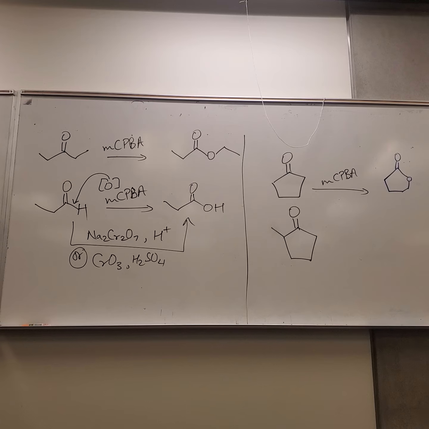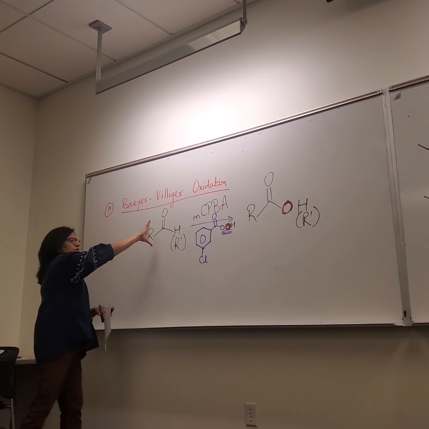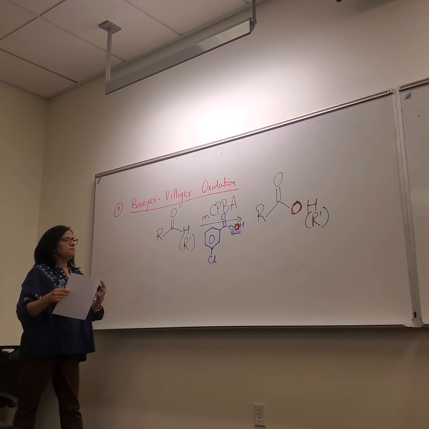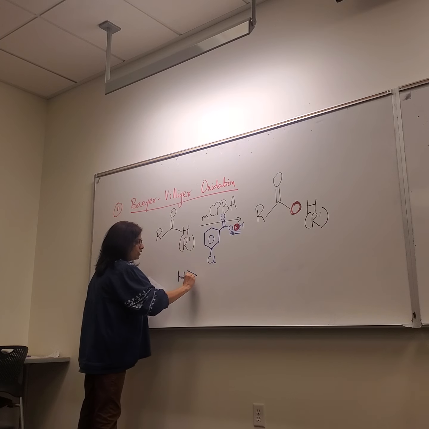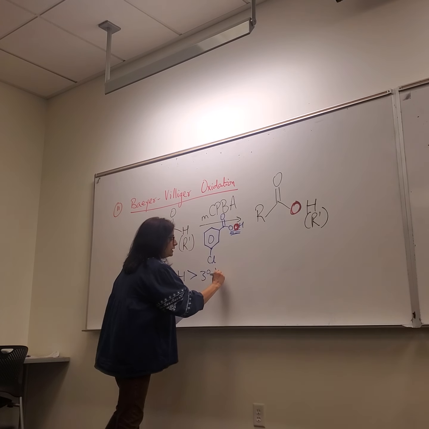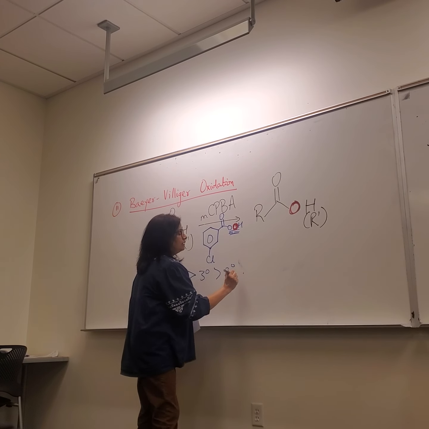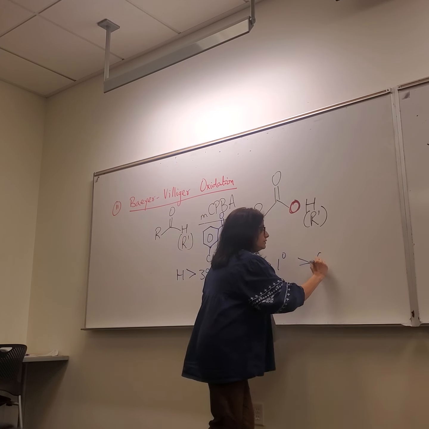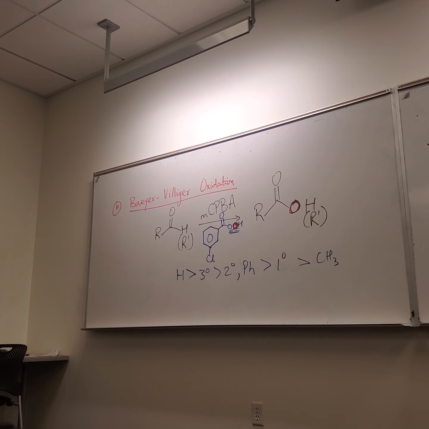We call this a migratory aptitude because if you look at the mechanism, there's an actual movement, migration of one part of this molecule to the other side. We're not looking at the mechanism. So the point is the selectivity is for hydrogen greater than tertiary, greater than secondary, greater than, where does phenyl come? Secondary and phenyl are almost the same. Phenyl greater than primary, greater than CH3. So what does that mean?